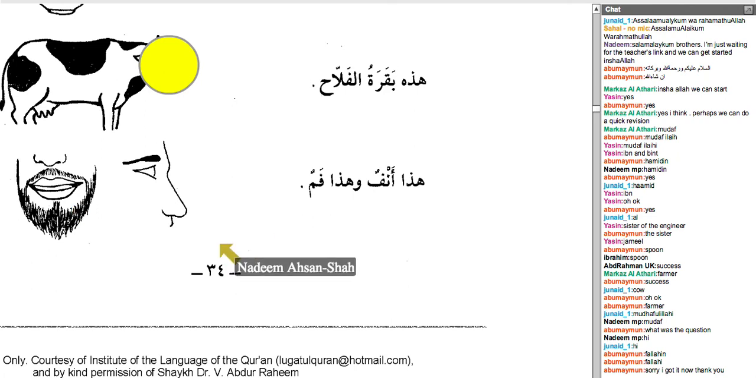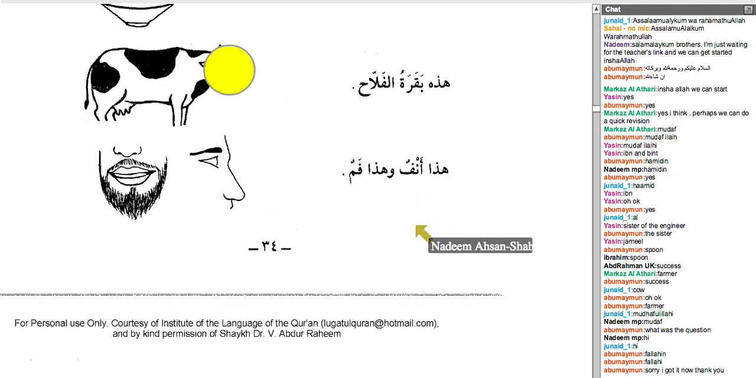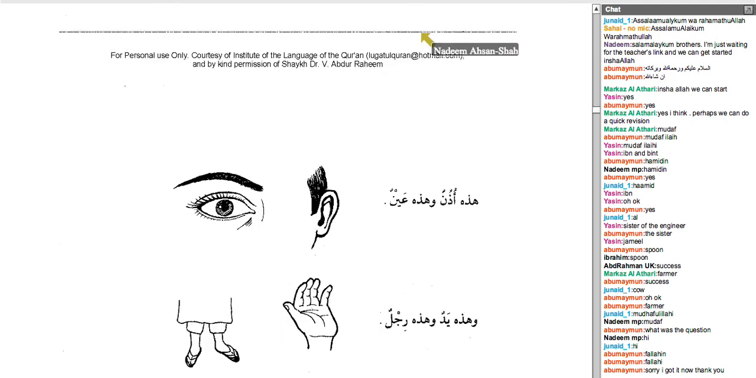So what's being introduced now is body parts. And what you're going to notice is some type of a rule developing. Let's see if you can pick up on it. Because we have some words now which are mu'annath, though there's no alif ul lam. So tell me what you think the rule might be.